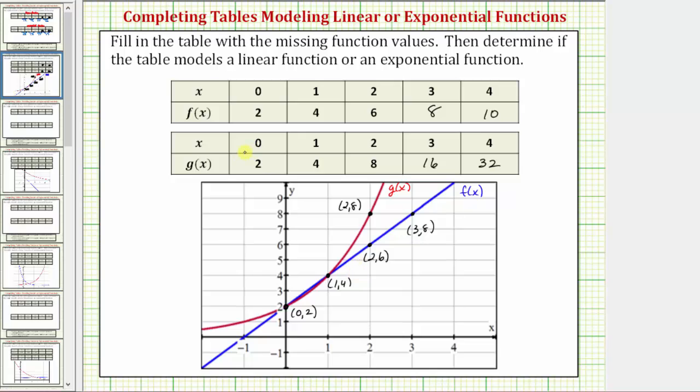And if we graph the first 3 points of g of x from the table, it would be these 3 points here. And if we connect those 3 points, it forms a curve. An exponential function will always be a curve and not a line.